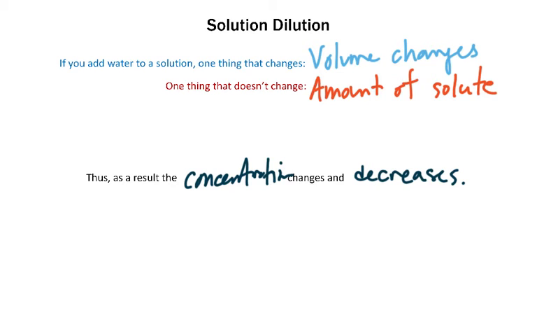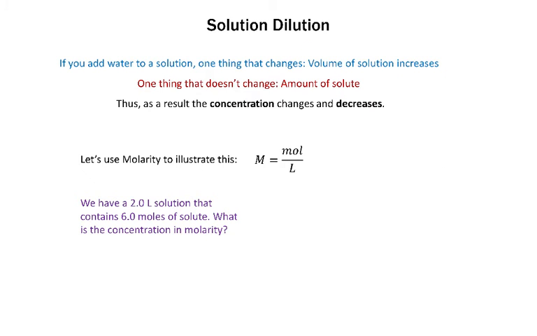Okay, that's all kind of conceptual. Let's actually illustrate this with looking at a specific unit of concentration. So let's use molarity to illustrate this. So molarity is moles divided by liters, right? So here's your question. We have a 2-liter solution that contains 6 moles of solute. What is the concentration in molarity?